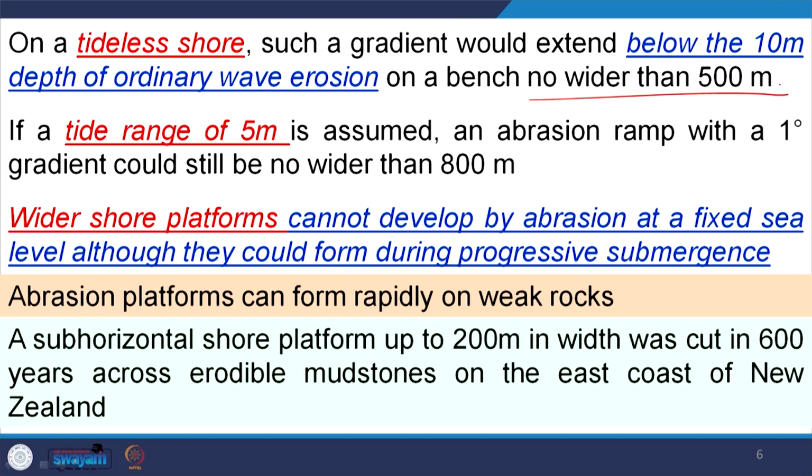What should be the width of an abrasion ramp? If it is tideless, we get a narrow zone and all the sediment will be stuck here, with less sorting and a thick sediment cover, and the width will be about 500 meters or so. But due to tide action, even if a 1 degree ramp is there, the sediment is transported up to 800 meters, and finally there will be sorting and so on.